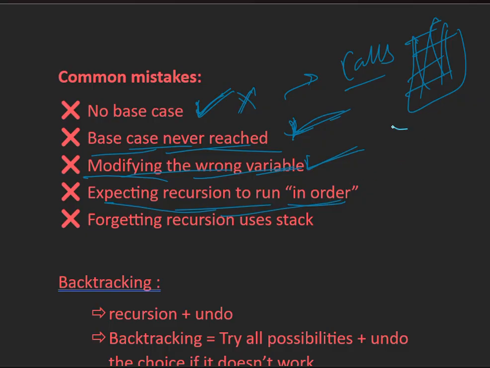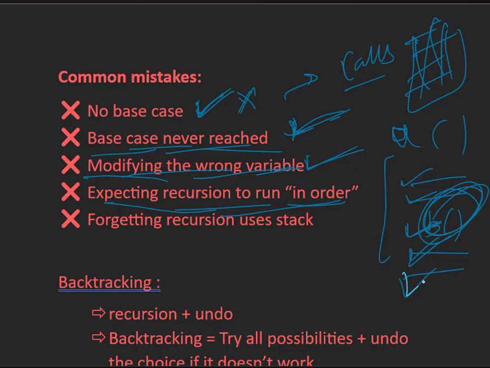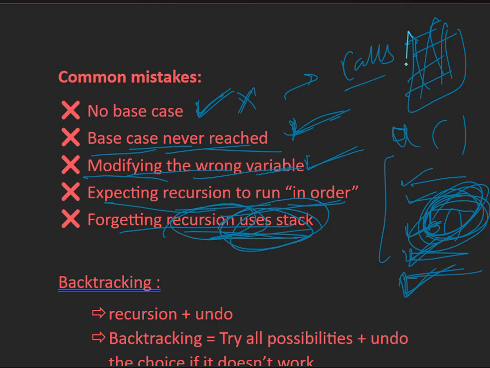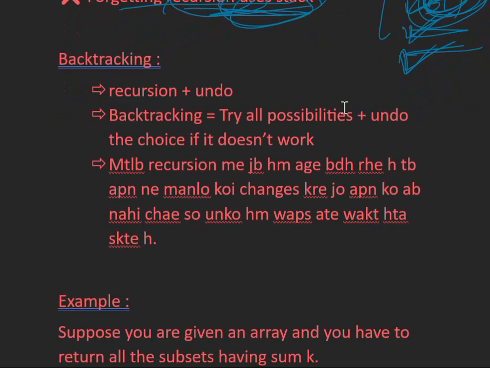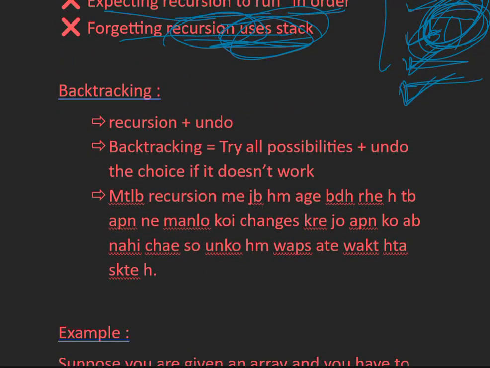Running in order means suppose A is a function with statement 1, statement 2, then B is called, and then statement 3, statement 4. We expect it to run statement 1, statement 2, and then continue, but that is not the case. It will wait for the completion of B, and only then will it execute these statements. And then forgetting that recursion uses a stack, because recursion uses stacks for storing. Then the next important concept is backtracking. It is a very important concept.